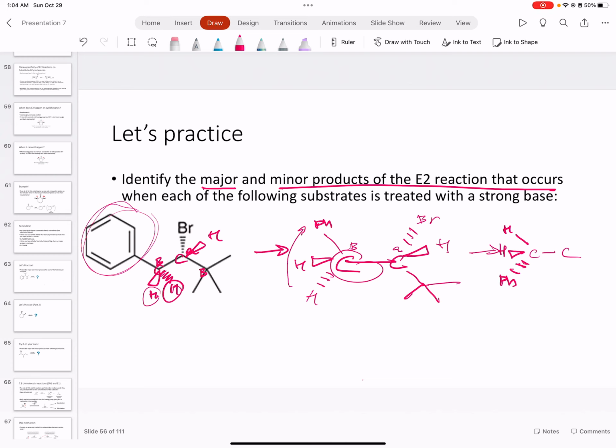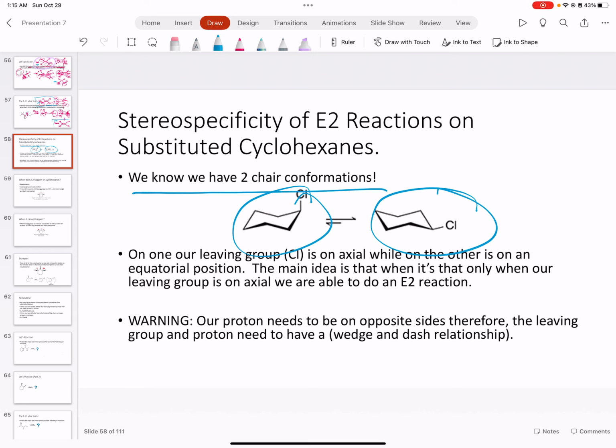So is there specificity of E2 reactions on substituted cyclohexanes? We know we have two chair conformations. You have this one, and this is the other one after that ring flip. In one, our leaving group is on an axial position, and in the other it is on an equatorial position. The main idea is that when our leaving group is on an axial, we are able to do E2 reactions. So we prefer the one that has an axial position. Warning, our product needs to be on opposite sides. Therefore, the leaving group and the hydrogen need to be on a wedge and dash relationship.